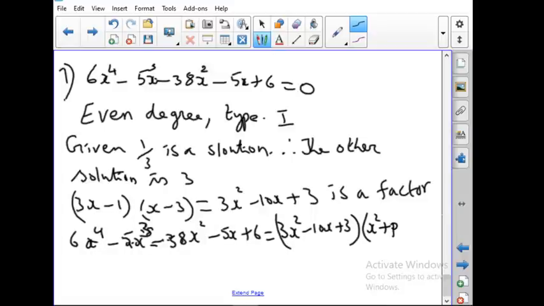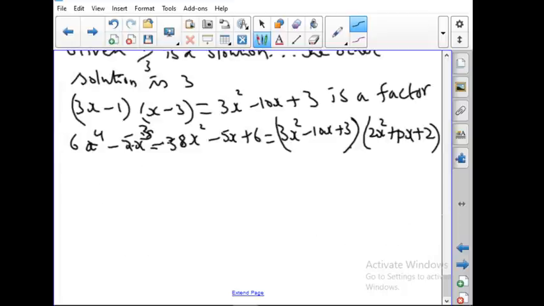x square plus px. So to write the last term, here we have 6, but here we have only 3. So here we should take it as 2x square plus px, that is, see here 6x power 4 we are having. So 6x power 4 divided by 3x square, we get 2x square. And to write the last term 6 we are having, 6 divided by 3 gives you 2. So plus 2.